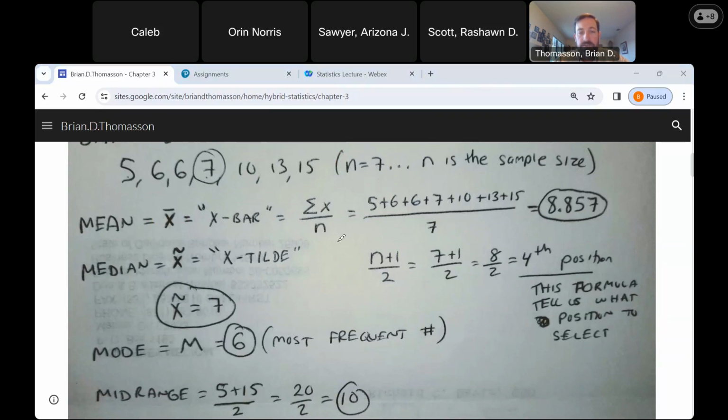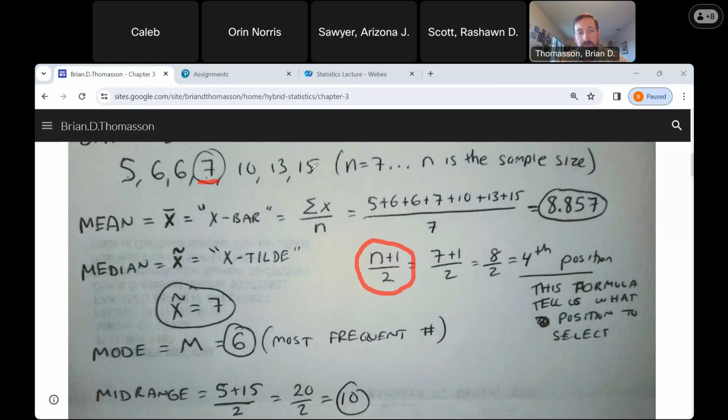Now the median is found a little differently. What we do there is we take our sample size plus 1 over 2. In this case, our sample size is 7, so we have 7 plus 1 over 2, 8 over 2, or 4. And that tells us what position to take. So in this case, that's our circle number. That's the middle number. Make sure the data is sorted. MyStatLab always has it sorted, so that helps you out. But we're just trying to find the middle number.